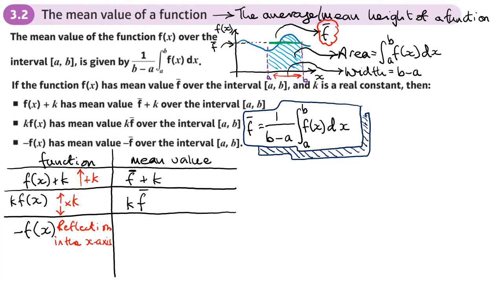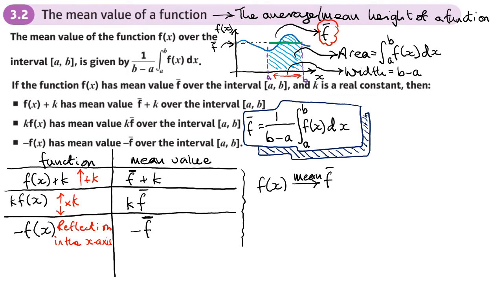and when we reflect a graph in the x-axis, so if we use this example, this mean up here is just going to get flipped to the other side of the x-axis down here. So a positive mean value, whatever that number is, becomes the same value but negative, because that mean will flip from this side down to the other side and become a negative. So all we need to do is, if we've got the mean of f of x, then it will be negative the mean of f of x. Okay, so all of these are based on the fact that when we have our original function, the mean of that function is this f bar.